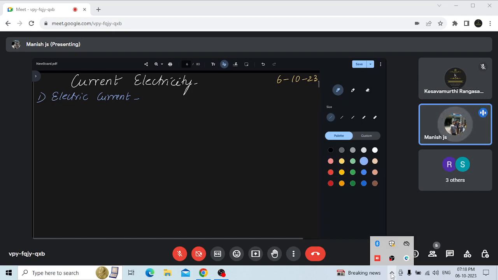Any volunteers? Rate of flow of electric charges in a conductor. Exactly. So when charges are flowing, the rate at which they are flowing in a conductor, you say that there is a current, isn't it? So the rate of flow of charges will be current. Only if charges flow will you say it is current? Not necessarily, isn't it? You have something called water current.